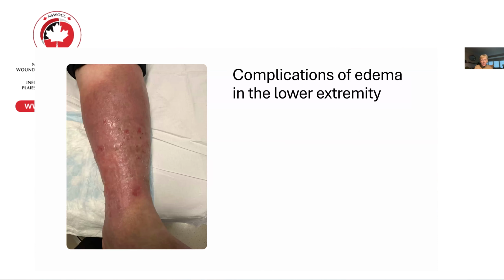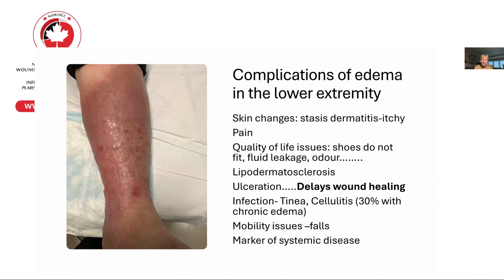So why do we care? Well, edema is a bit of a problem for all of us in the lower extremity, and there's a number of reasons why. Next slide. I keep moving forward, Andrew. So the skin changes. Stasis dermatitis, that scaly appearance to the skin, is very itchy. Itchy skin causes further breakdown. It's a quality of life issue, and you get introduction of bacteria.